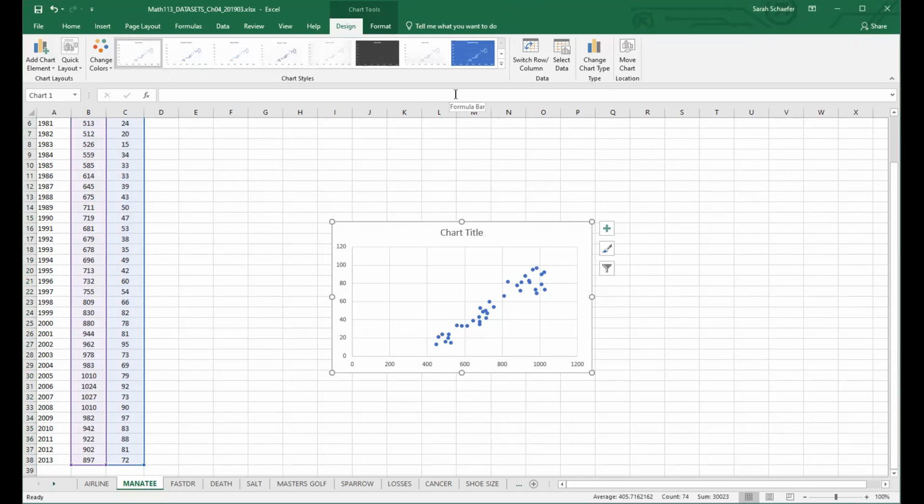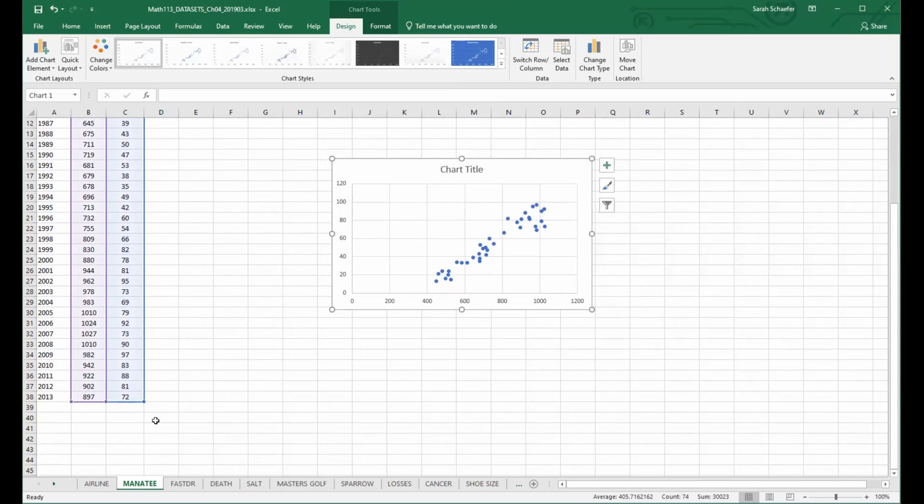All right, so this looks pretty good actually. I had two quantitative variables, number of boats, number of manatees. This looks pretty straight and I don't really see some significant outliers. I think we're good to go with finding the correlation coefficient.